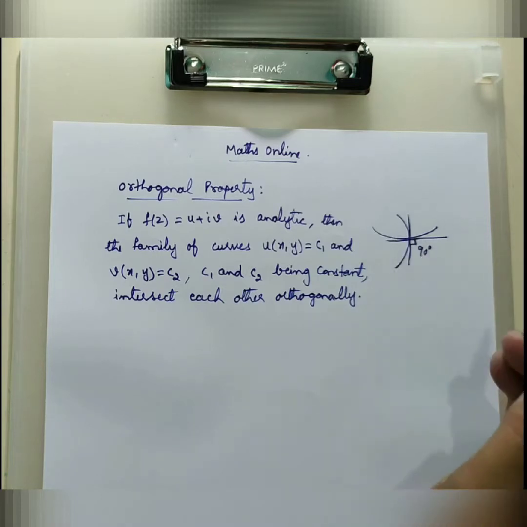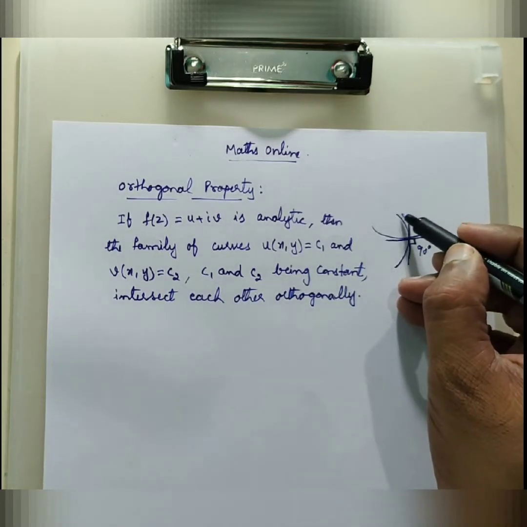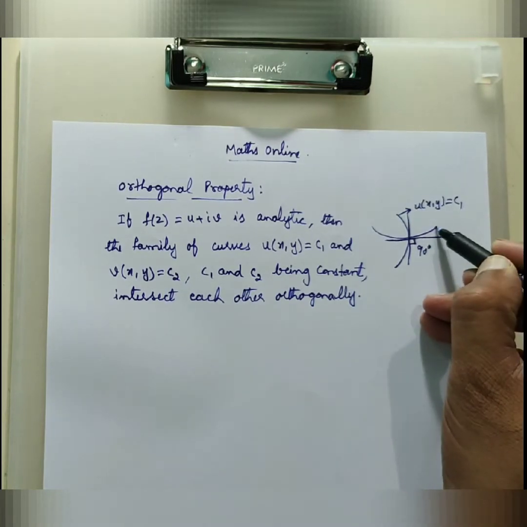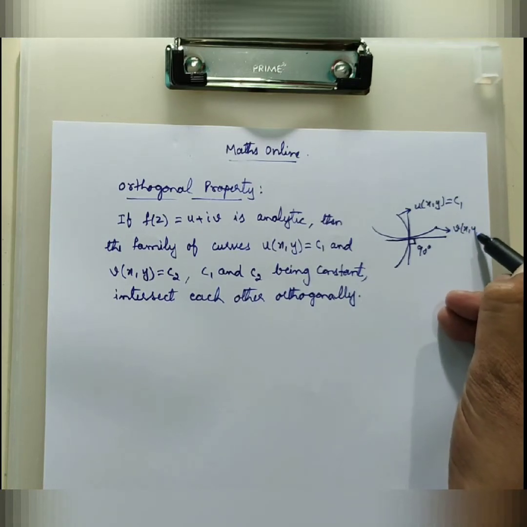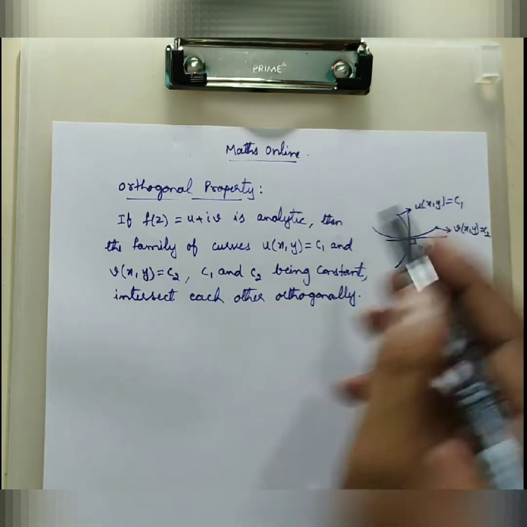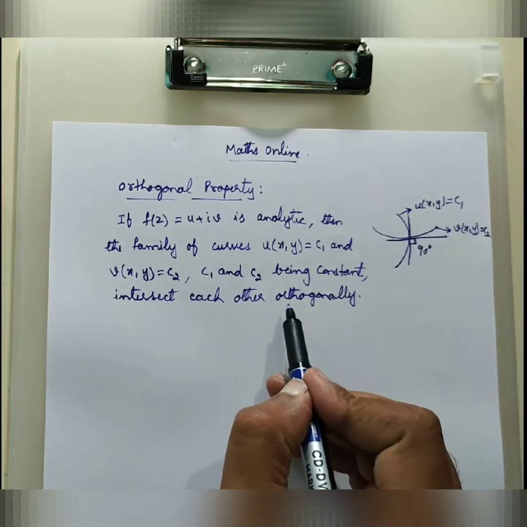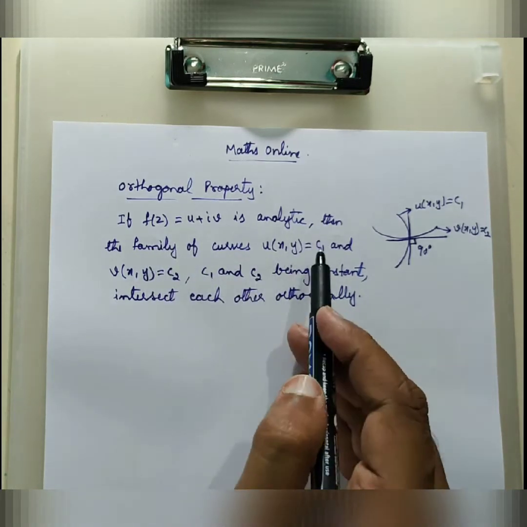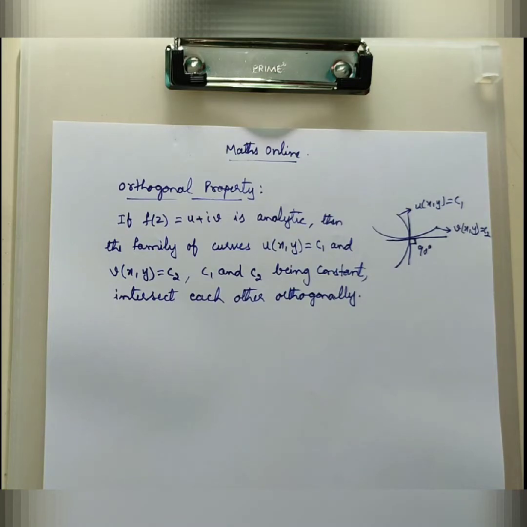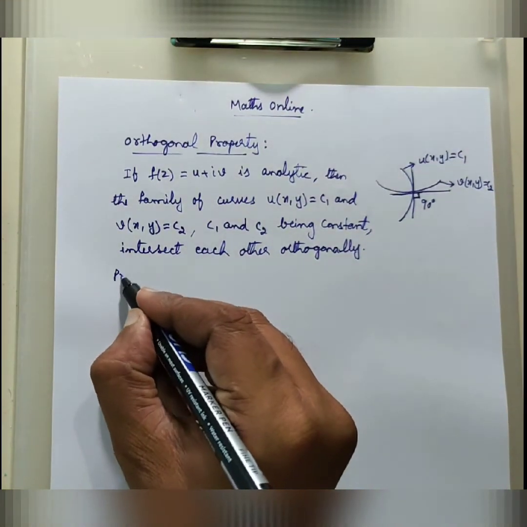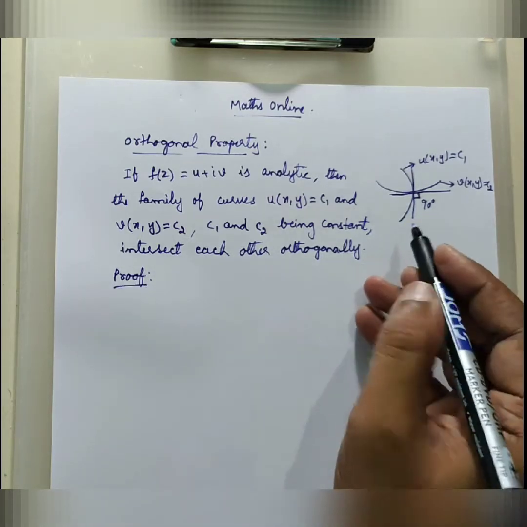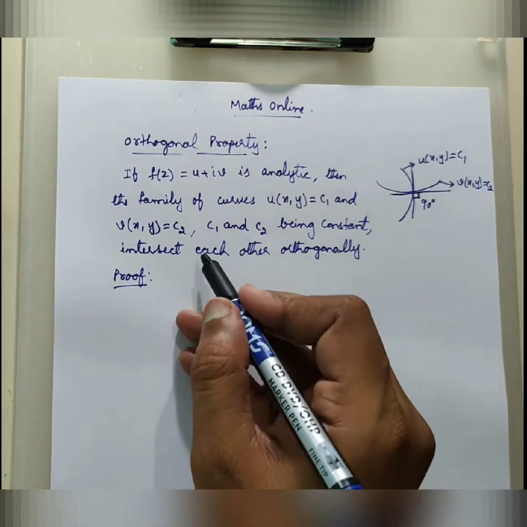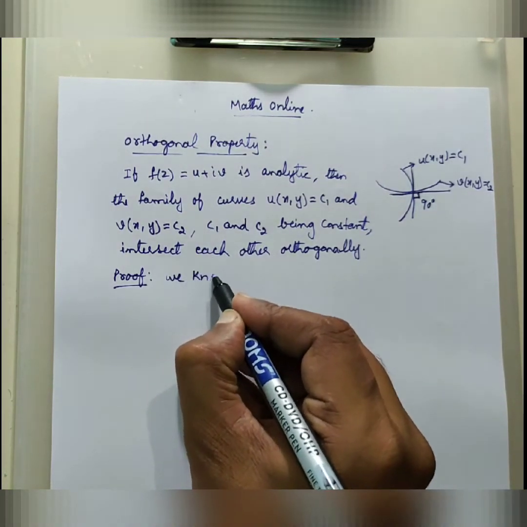So just now I have shown you the definition of orthogonal curves. Suppose I take one of the curves to be u of x comma y is equal to c1, and another curve as v of x comma y is equal to c2. Here I have to show that these two curves intersect each other orthogonally if this function f of z is analytic. So let us try to prove this result. I have already given the definition of orthogonal curves, so let us write it down in the form of a statement.